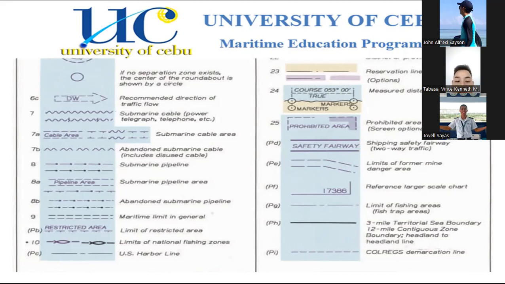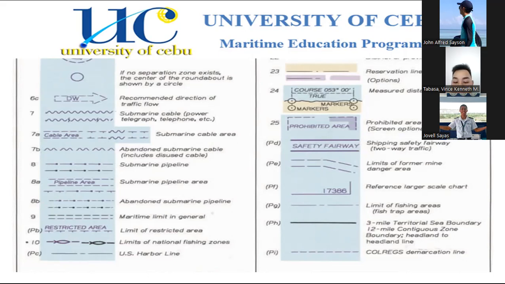9, maritime limit in general. PB, limit of restricted area. 10, limits of national fishing zones. PC, U.S. harbor line. 23, reservation line, optional. 24, measured distance. 25, prohibited area, screen optional. PD, shipping safety fairway or two-way traffic. PE, limits of former mine danger area.